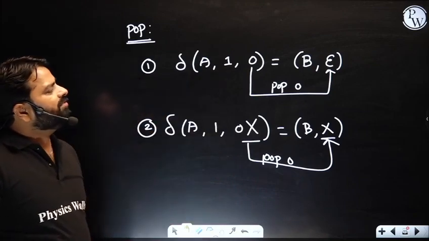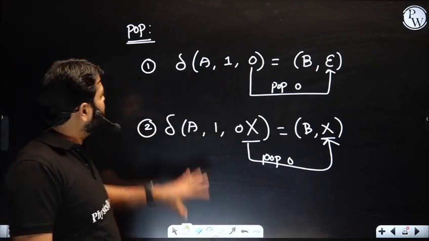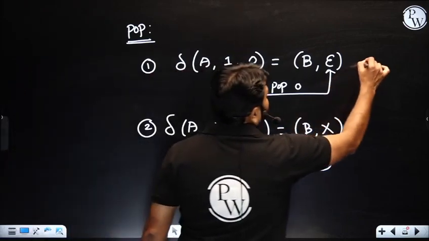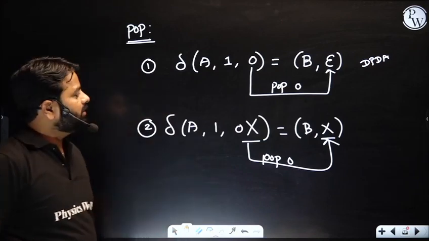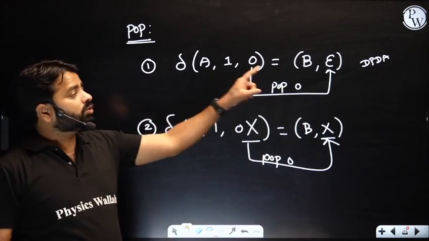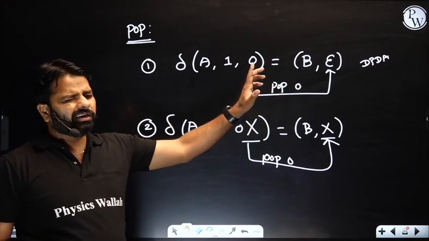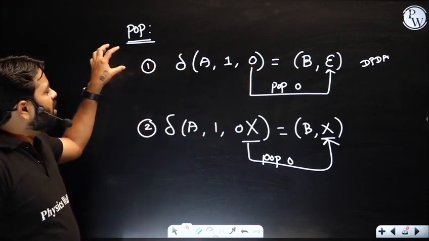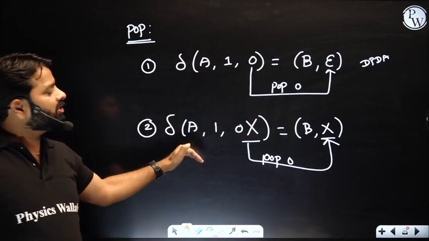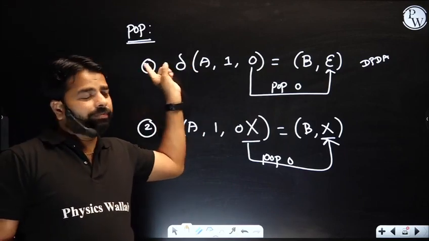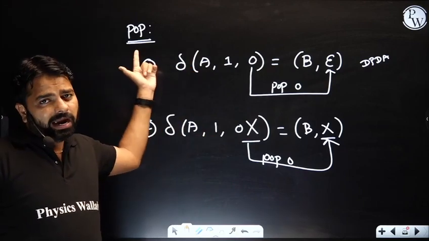Among these two, which one is used in deterministic? The first one is only used in deterministic. Second one is not used in deterministic. But first one is used only in DPDA. Only this transition is used in DPDA, but both the transitions are used in NPDA.